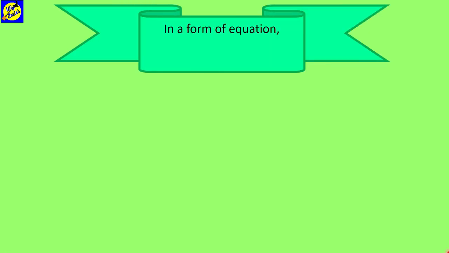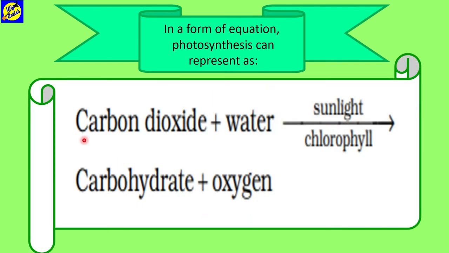Now, photosynthesis can be represented in the form of a chemical equation. How can we represent photosynthesis? Carbon dioxide and water together with sunlight, which is absorbed by chlorophyll, give out carbohydrate, which is starch, and oxygen. This is the chemical equation for photosynthesis. Because as we have seen, carbon dioxide is taken, water is taken from the soil, and sunlight is absorbed by chlorophylls, and this gives out carbohydrates and oxygen.